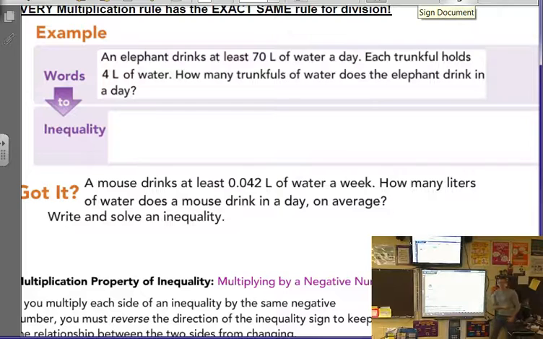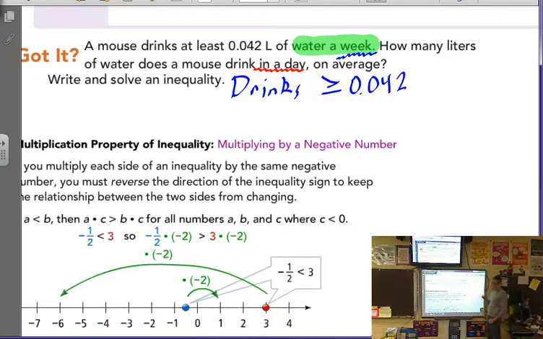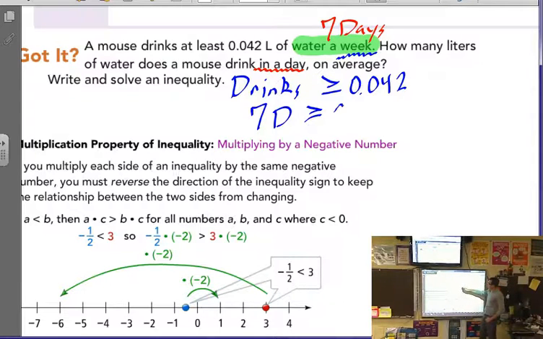Try the got it completely on your own. Pause the video, come back when you think you have your complete finished solution. If you haven't seen it yet, the big difference here comes from he drinks that much water a week. We want to solve how much he drinks in a day. So when we look at solving for this, we know that this water in a week is really 7 days. So we can change our drinks to 7 days of the mouse drinking is greater than or equal to 0.042.